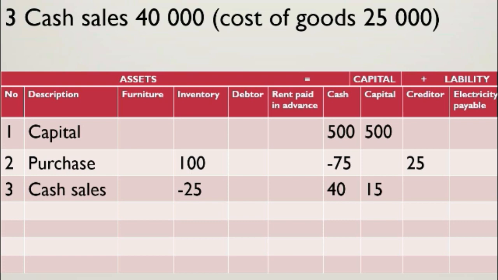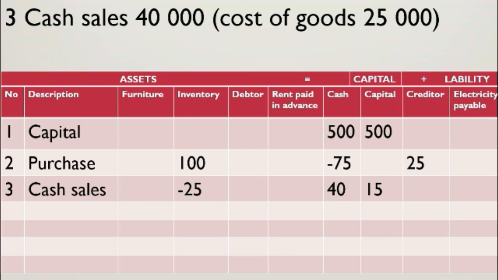Cash sales 40,000, cost of goods 25,000. Now think what will happen when you make a sale. Think of a simple grocery shop. You are going to the shop. From customer's point of view, customer will go to the shop, pay the amount of money, take the goods and come. From business point of view, business will receive money from the customer and give the goods.